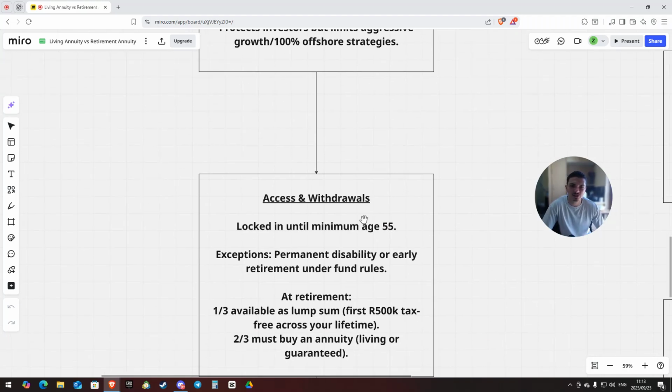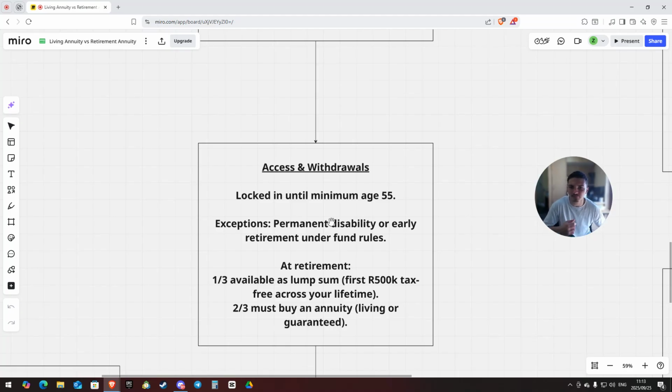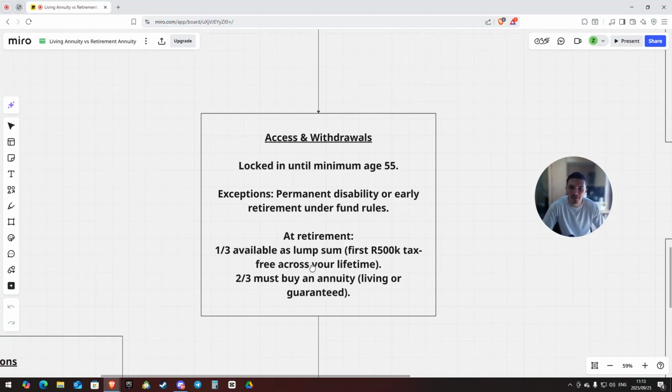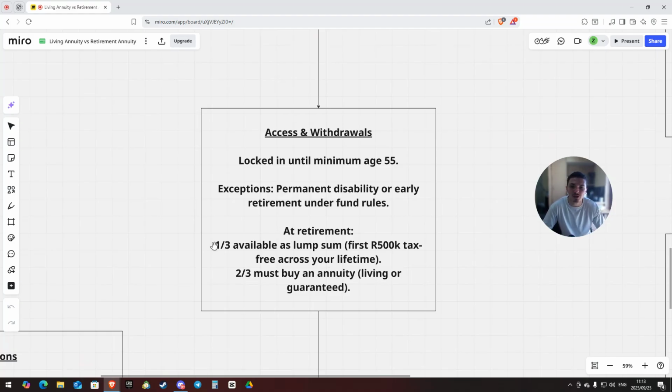In terms of access and withdrawals, when it comes to liquidity, your funds are locked up until the age of 55. Exemptions would be if you have permanent disability or early retirement, then you can fall under the fund rules. However, at retirement, only 1/3 is going to be available as a lump sum. Okay, so if you get 3 million Rand at retirement, only 1 million Rand will be available as a lump sum payment to you. And then the first 500K would be tax free across your lifetime, which is quite interesting.